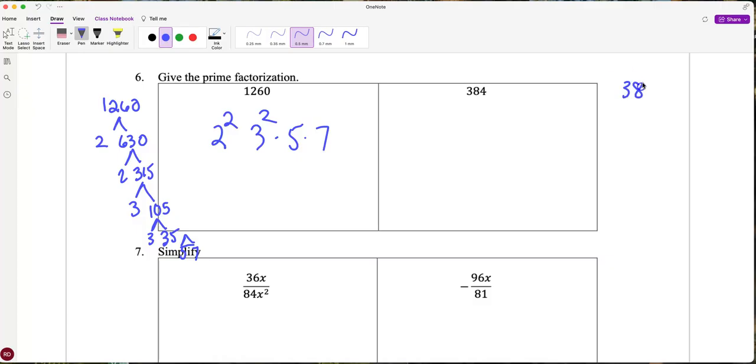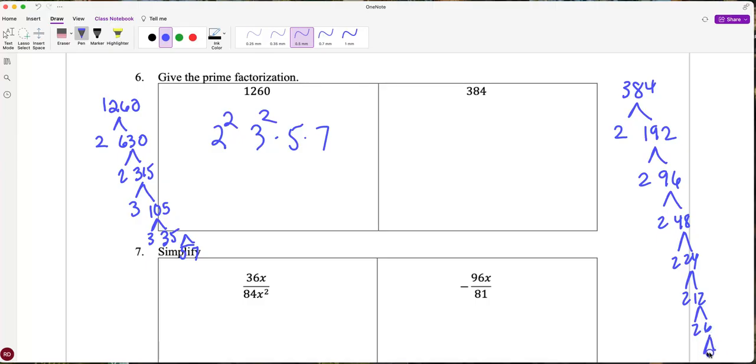384. So that is divisible by 2 times 192, right? So 2 will go into there 96 times. That's 2 times 48, which is 2 times 24, 2 times 12, 2 times 6, 2 times 3. So count up the 2's. 1, 2, 3, 4, 5, 6, 7. This is 2 to the 7th times 3.